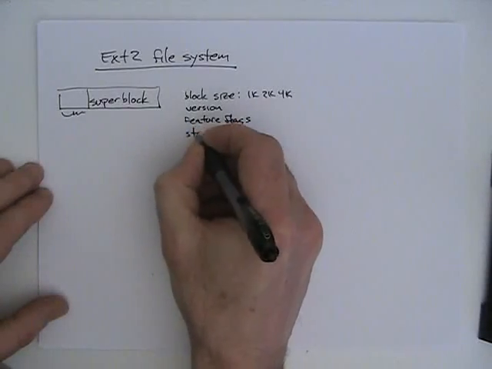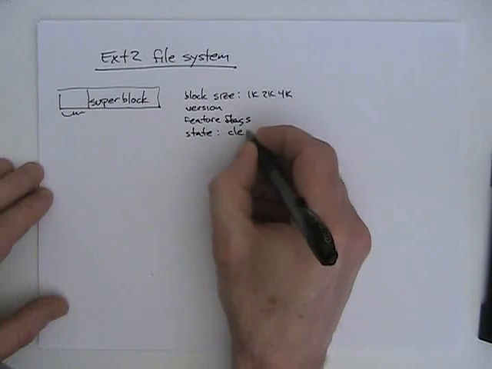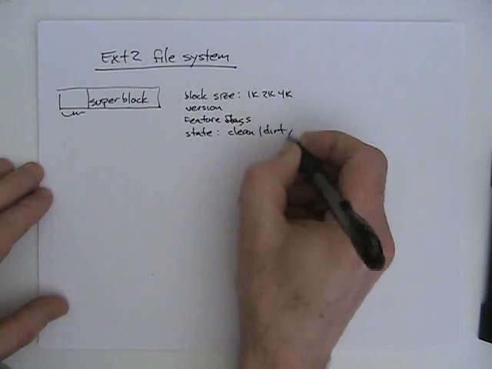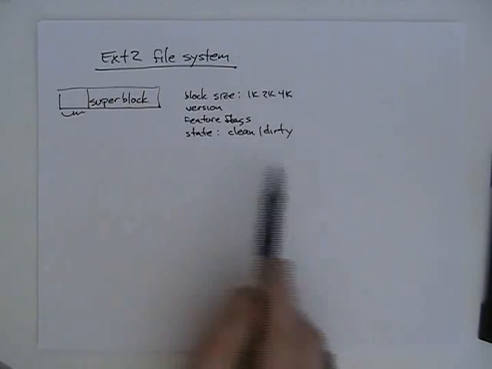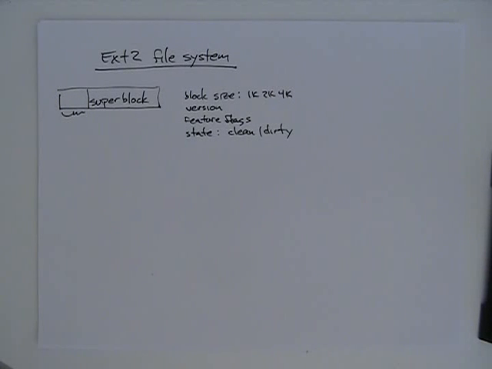There's a state, clean or dirty. When you mount the file system, you mark the state as dirty. When you unmount the file system after all the data is flushed back to disk, you change this flag back to clean. One last write to the superblock, and you change this to clean. So if the system crashes while the file system is dirty, you know that on reboot it has to be checked for consistency, whereas if it was shut down cleanly, you can skip that step.